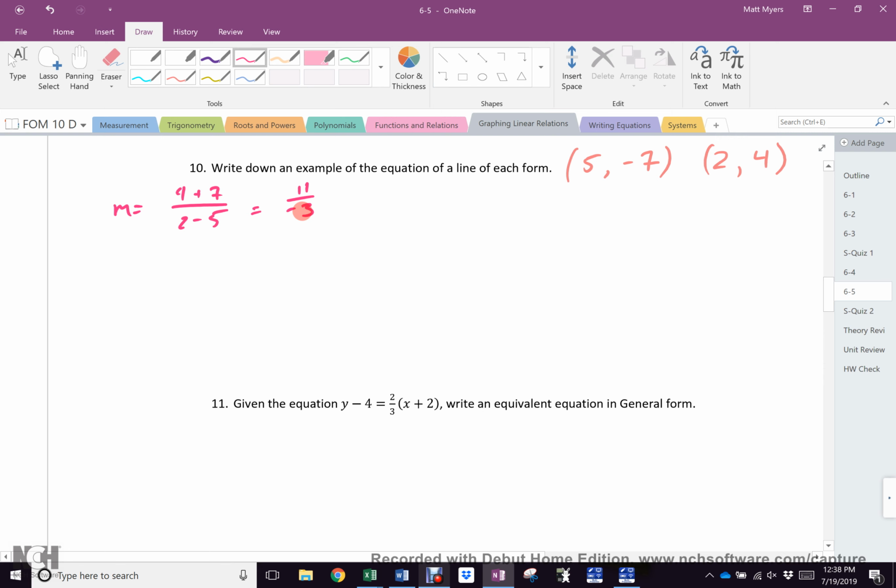So now we have a slope. What's the easiest form to work with now that I have a slope? You have 3 choices: general form, slope-intercept, and point slope. Which one should I use? I'll say it again. You have general form, slope-intercept form, and point slope form. Which one should I use? Point slope form. Why? Because I have a slope and 2 points. Why would I not use point slope form when I have 2 points with which to work?